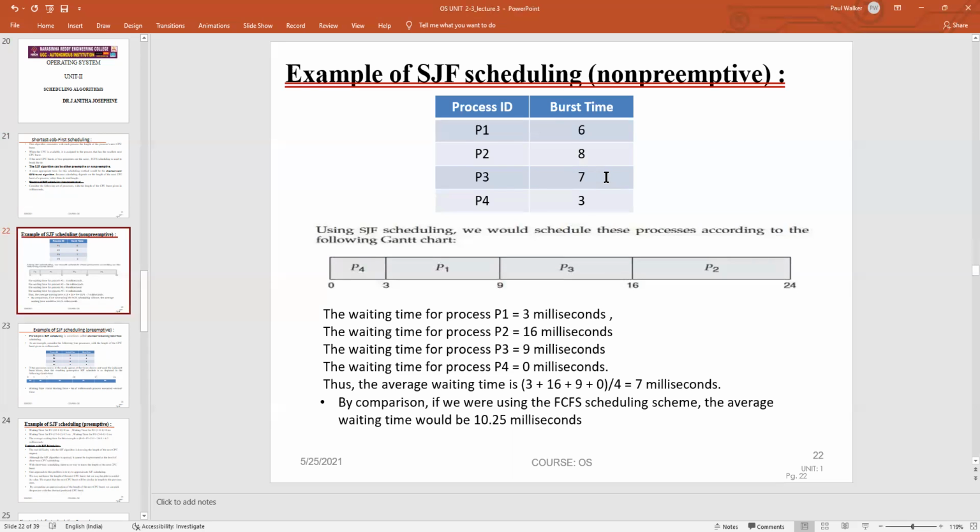Here the value is 7. Adding 7 to 9, the value is 16. Next, for process P2, we have 8. 16 plus 8, the value is 24. The waiting time of process P1 is 3, P2 is 16, P3 is 9, and P4 is 0. We then calculate the average waiting time by adding these 4 values and dividing by 4. We get 7 milliseconds.